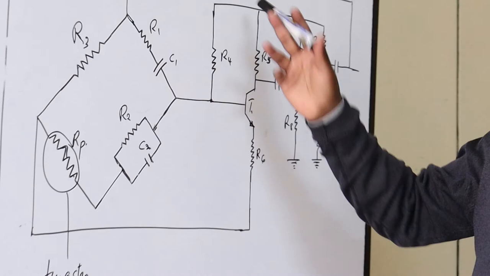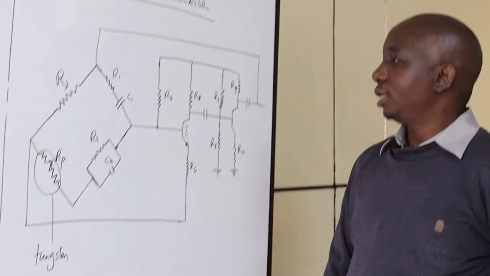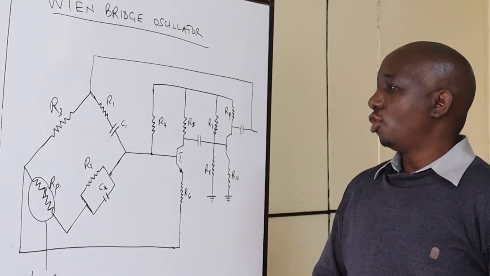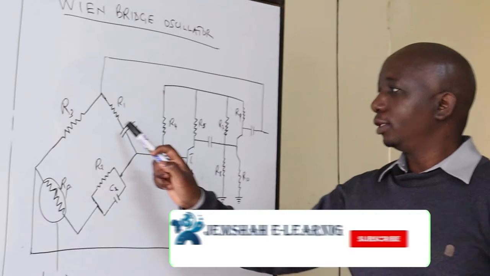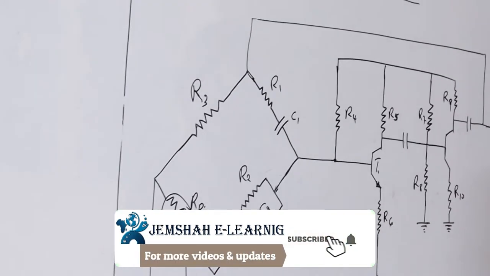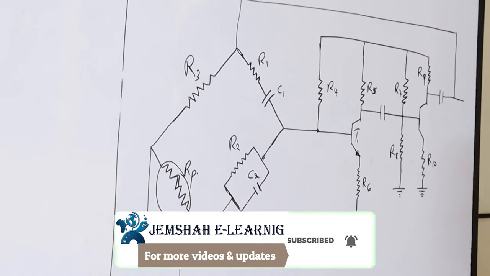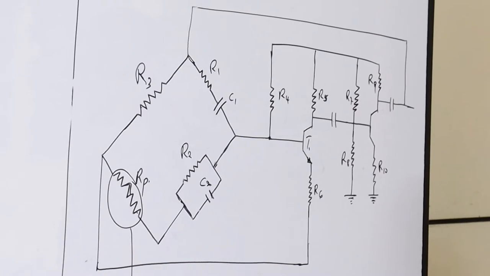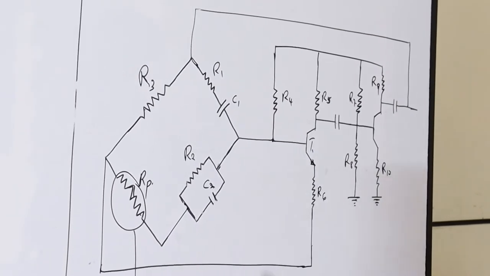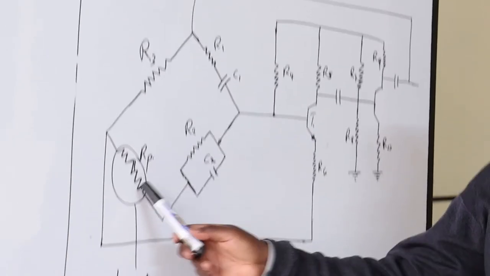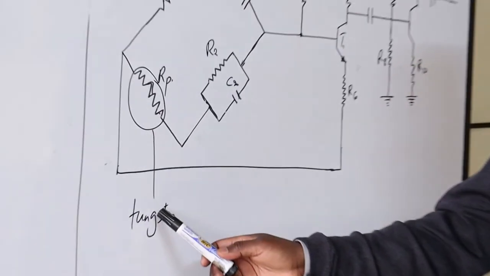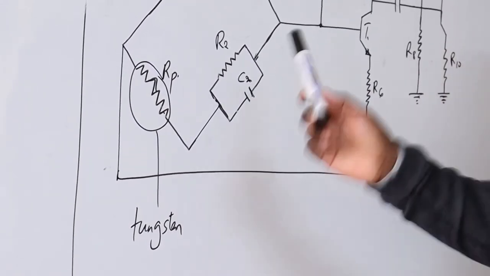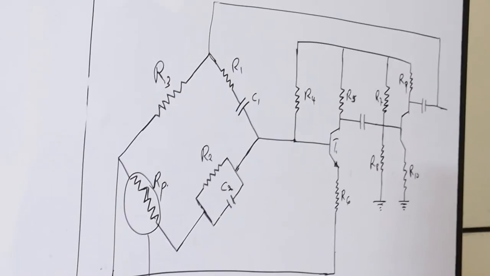So this is another type of oscillator, referred to as the Wien bridge oscillator. The unique thing about this oscillator is that the combination of R1, C1, R2, and C2 determines the oscillation frequency. So for us to have a constant output, there is a tungsten lamp, which is very temperature sensitive. It helps in providing the feedback so that we are able to regulate the output of the oscillator.